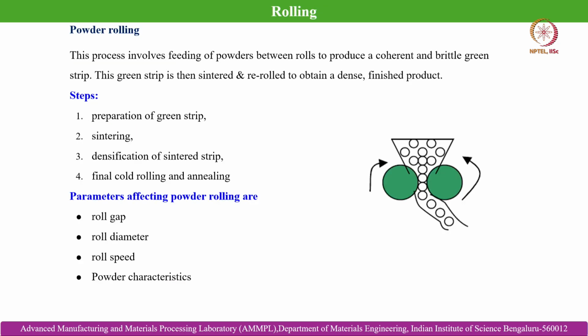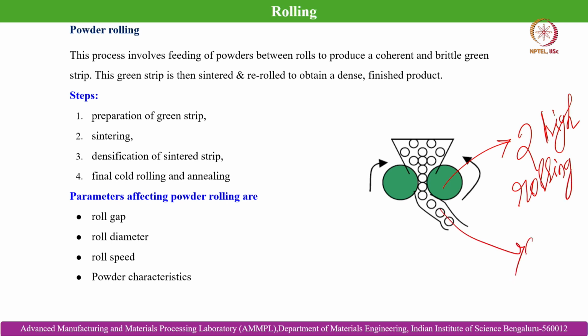The other pressure assisted compaction techniques include rolling, that is, powder rolling. This process involves feeding of powder. This is a typical example of a two-high rolling arrangement, which is what you can see over here. This is responsible for generation of a green strip.